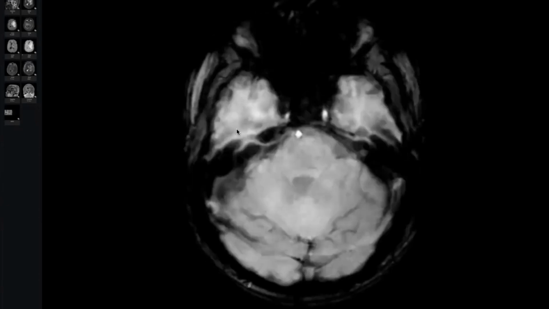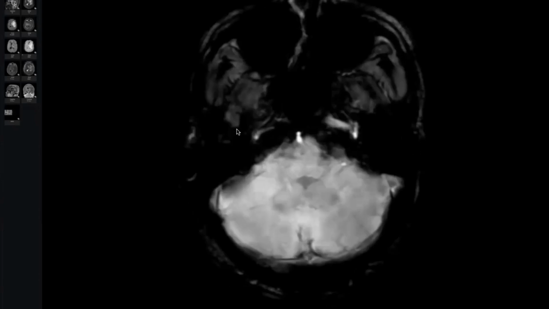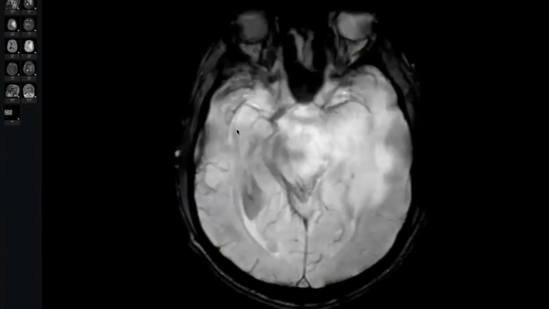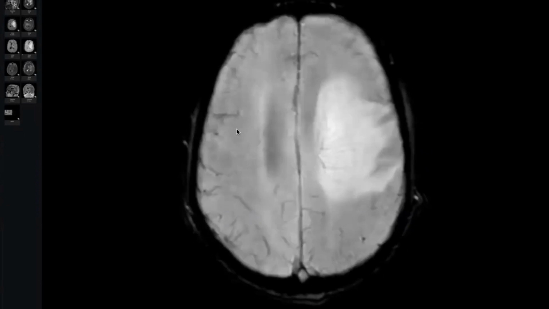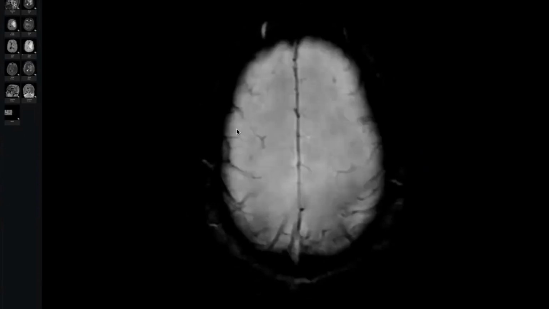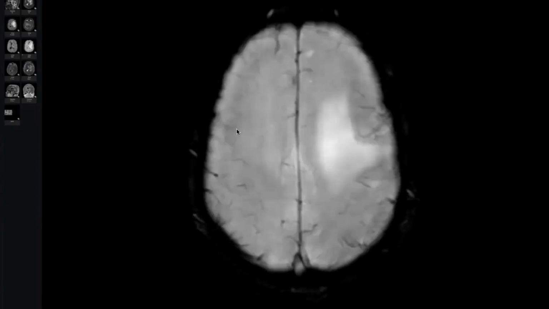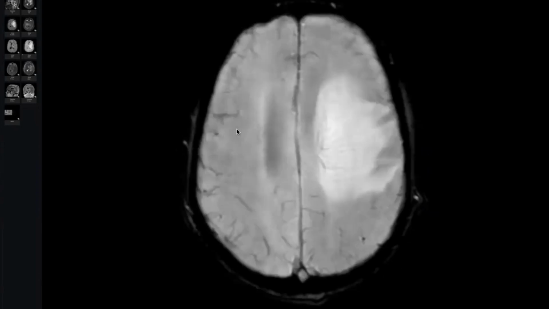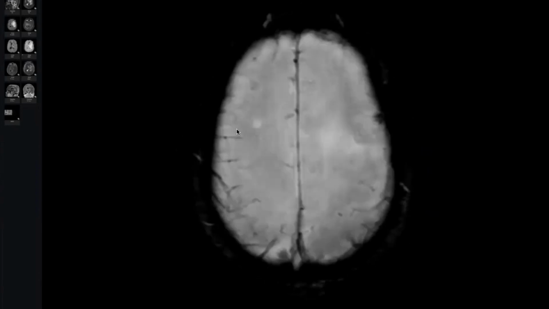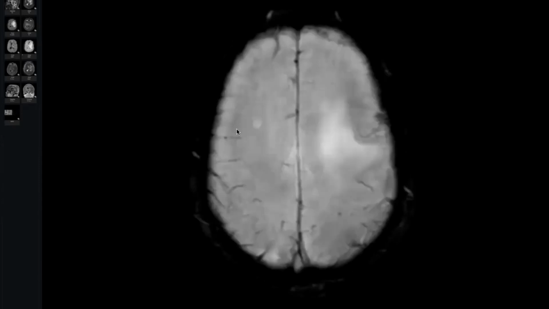It can be CISS sequence. No, it's not CISS. By the way, gradient echo. I gave you the answer, by the way. Okay, gradient echo sequence, susceptibility weighted imaging, or SWI.